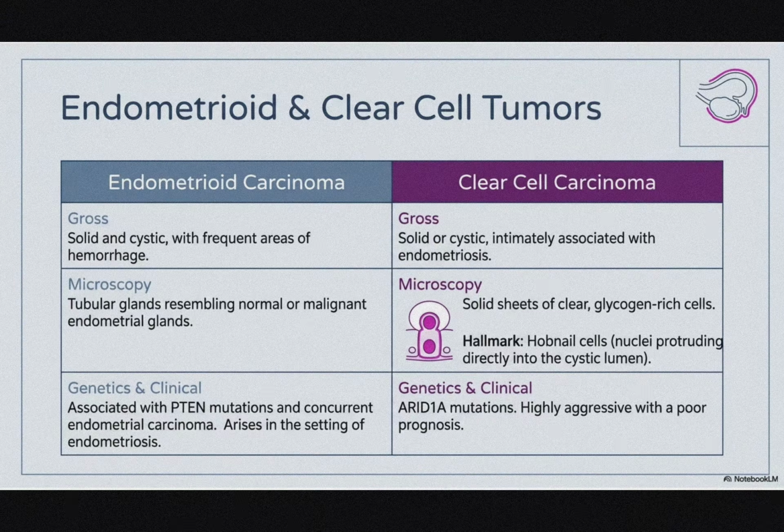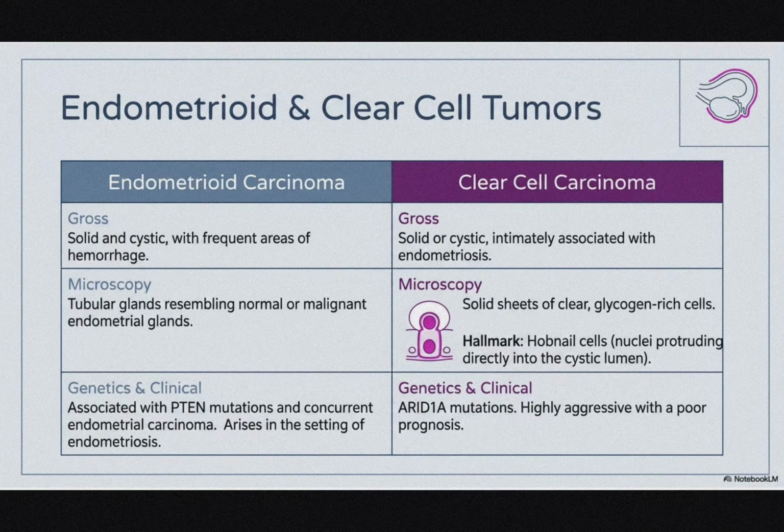Next we have endometrioid and clear cell tumors. It's better to know these tumors in a tabular column, so we can get a question on it. There is endometrioid carcinoma and clear cell carcinoma. We'll discuss gross, microscopy and clinically genetics related. Gross of endometrioid carcinoma: it is solid and cystic with frequent areas of hemorrhage. In clear cell carcinoma, the gross is solid or cystic, intimately associated with endometriosis.